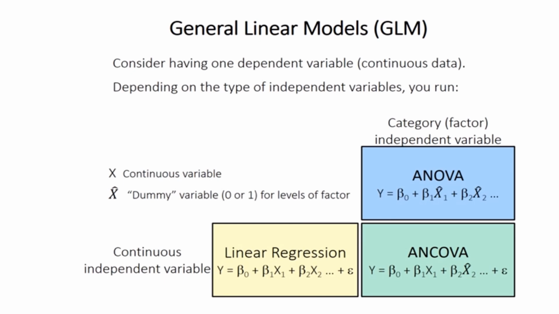So ANCOVA is a combination of ANOVA and regression, and basically it's a linear regression. So y is equal to beta 0 plus beta 1 x1 plus beta 2 x2. In linear regression it's y is equal to beta 0 plus beta 1 x1 plus beta 2 x2. ANCOVA is the combination of these: y is equal to beta 0 plus beta 1 x1 plus beta 1 x bar 1 plus beta 2 x2 plus beta 2 x bar 2. So these are ANCOVA.